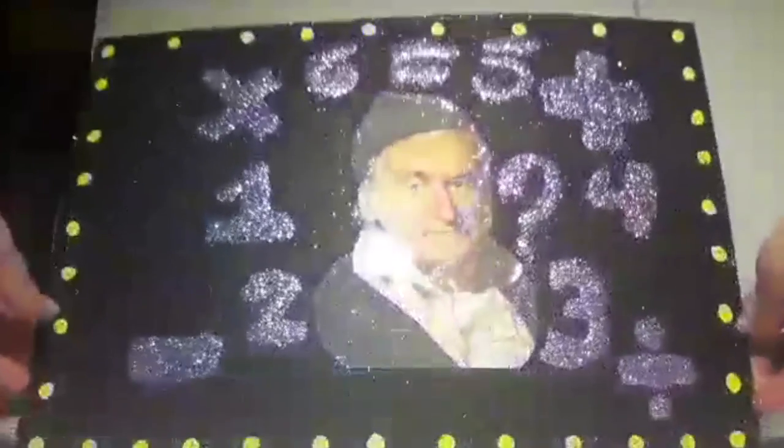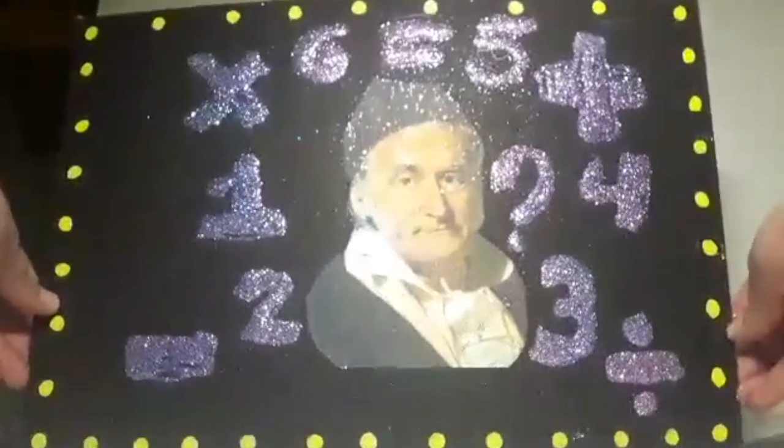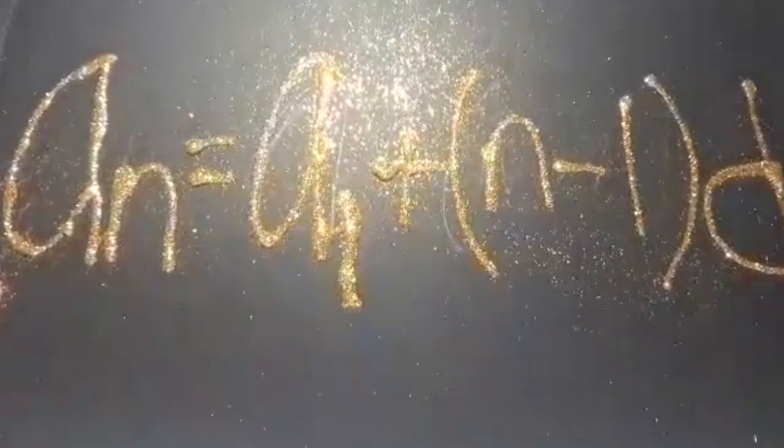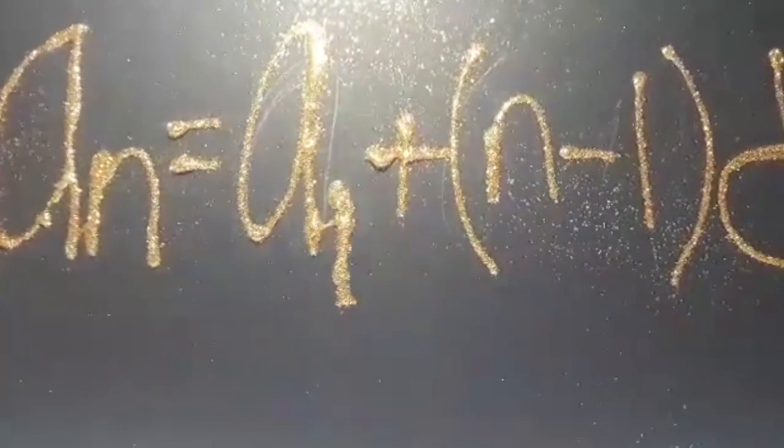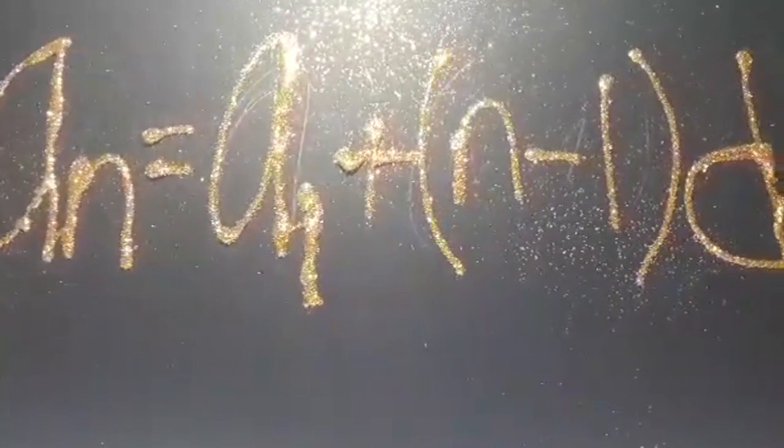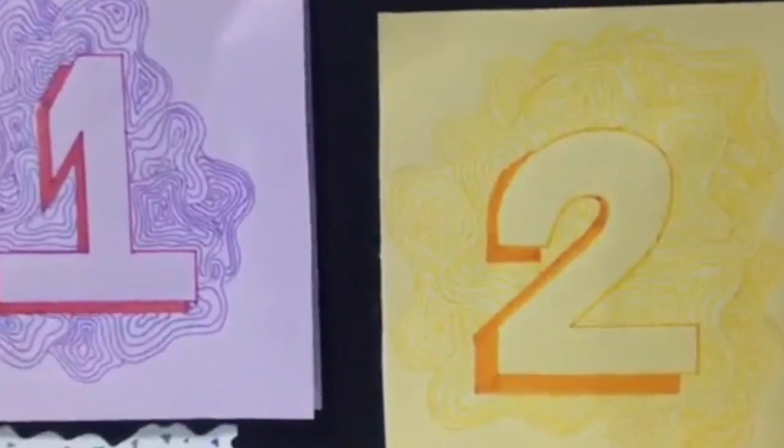Today we are going to discuss the arithmetic sequence. This was developed by no one other than Carl Friedrich Gauss. The formula for the arithmetic sequence is a sub n is equal to a sub 1 plus the quantity of n minus 1 times d. And now for some problems.